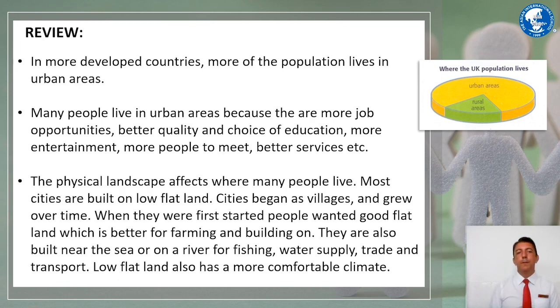And finally, the physical landscape affects where people live. Most cities are built on low, flat land. Cities began as villages and grew over time. When they were first started, people wanted good flat land, which is better for farming and building on. They are also built near the sea or on a river for fishing, water supply, trade, and transport. Low flat land also has a more comfortable climate.